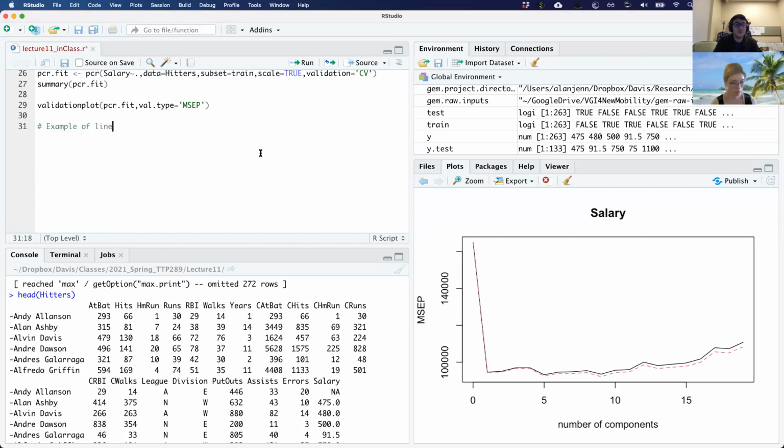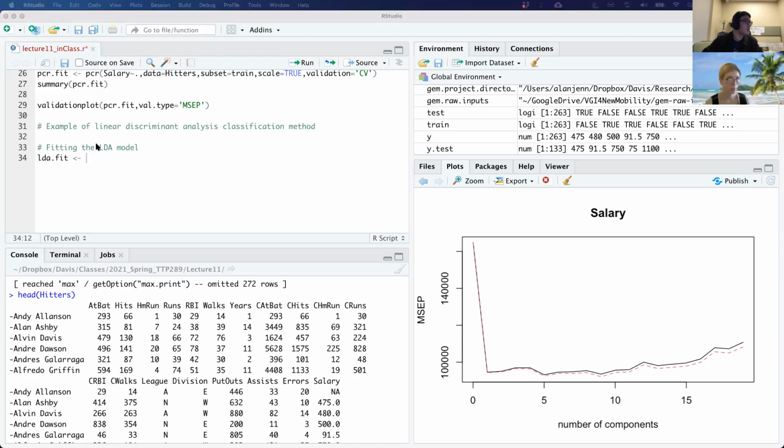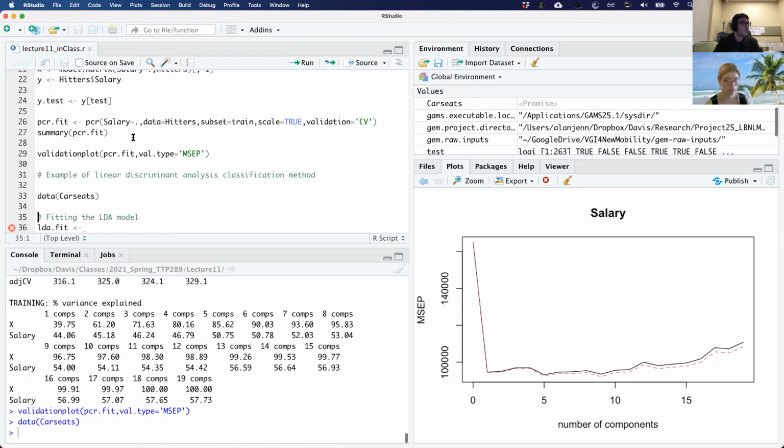Okay, example of linear discriminant analysis classification, fitting the LDA model. We'll have a different one, LDA fits. Actually, one moment. I need to grab the data set of interest again. So this is the car seats data set that we used in the previous lecture, looking at shelf locations as a function of specific variables. We're looking at prices and sales.